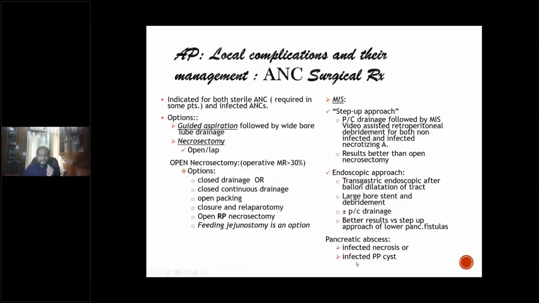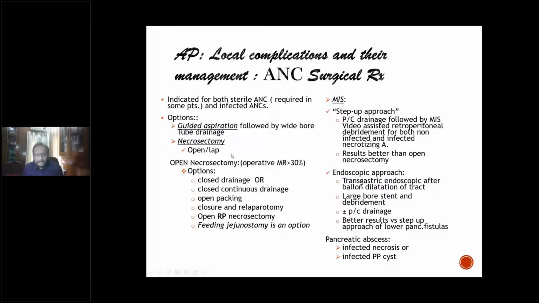So if you're doing open necrosectomy with operative mortality of almost 30%, the options are varied. Number one, you can do a closed drainage, that means you open the abdomen, you do a removal, and then you put in a drain, that is closed drainage. Or you can do a closed continuous drain, that basically means you put in two tubes, through one you keep on infiltrating fluid and the other keeps on removing the fluid. I'll show you in a next slide.